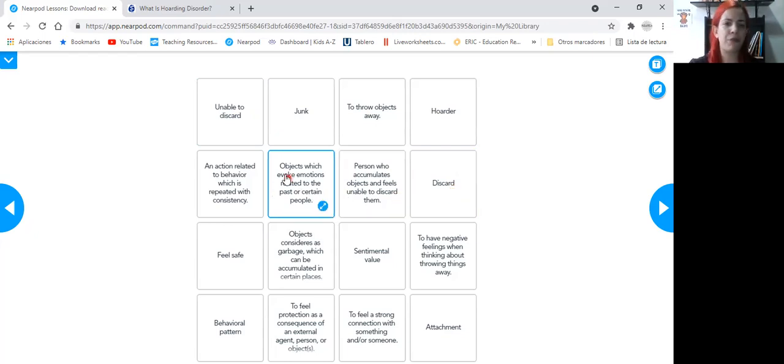Let's see if we can find it. Action, objects, person, objects. Okay, have negative feelings, to feel protection. Let's see which is it. Oh, to throw objects away. Good. Oh, also another strategy to identify the definition is that it has a period. Okay, to throw away objects, discard.